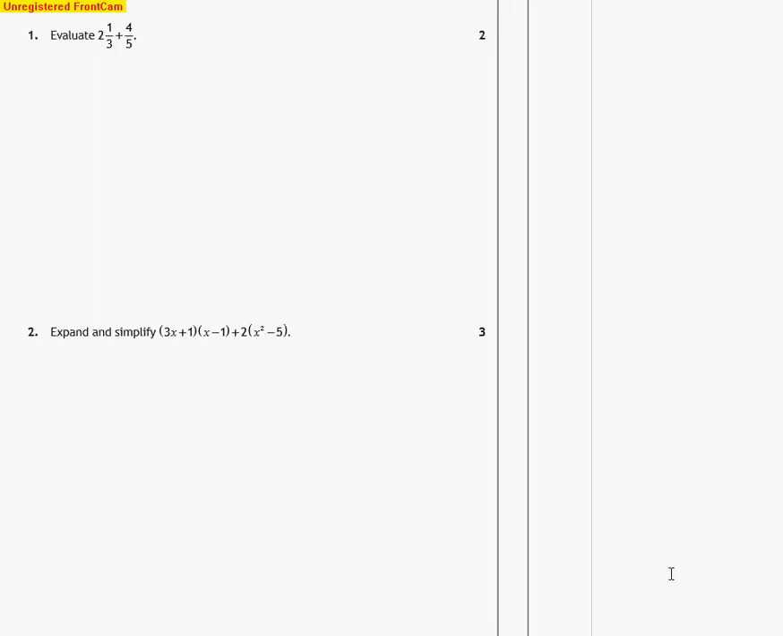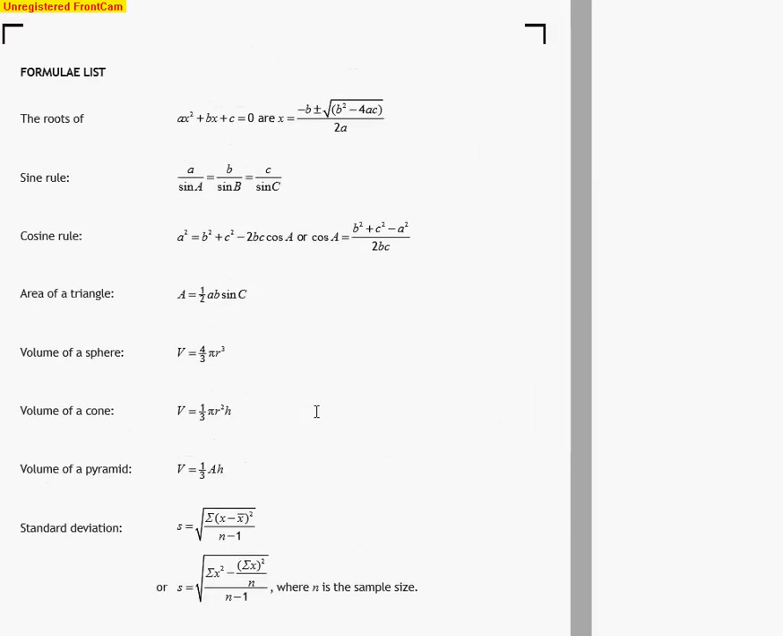Okay, 2018 Nat 5 non-calculator paper. First thing we should probably do before we start is just to remind ourselves of the formula list. So, plenty of good stuff going on here. Don't forget that exists. The minute we see any question to do with volumes, areas, or where there's angles, always worth having a look at this.